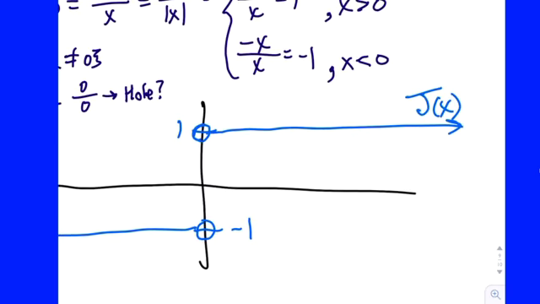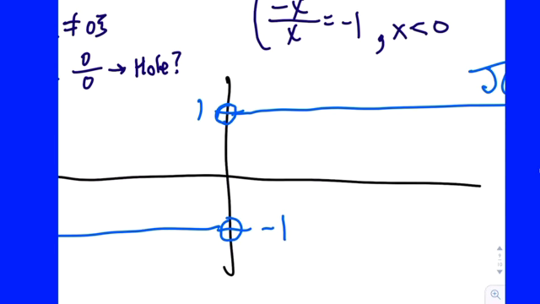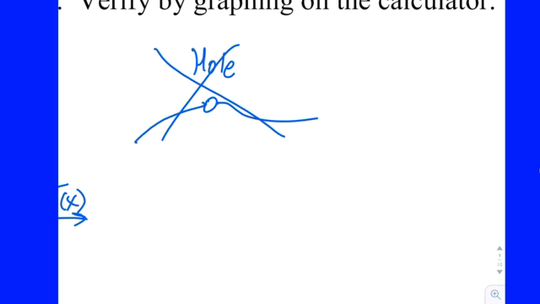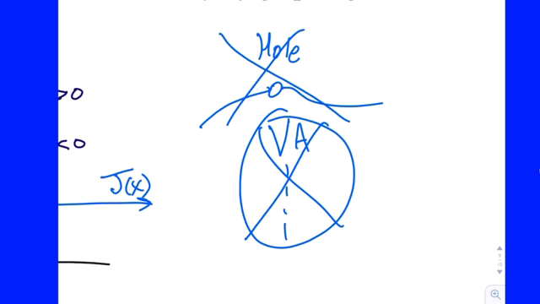Is it a vertical asymptote? No, because a vertical asymptote is an infinite discontinuity. And do these y values go up to infinity or down to negative infinity? No, they never get to x equals 0. But as they do, they're getting closer and closer to 1 and negative 1, not infinity or negative infinity. So it's not a VA. It's not a VA. Okay, but it is a discontinuity.